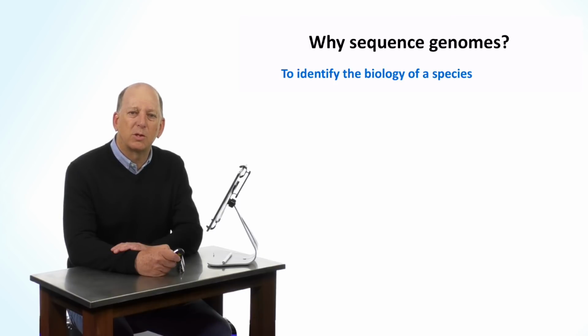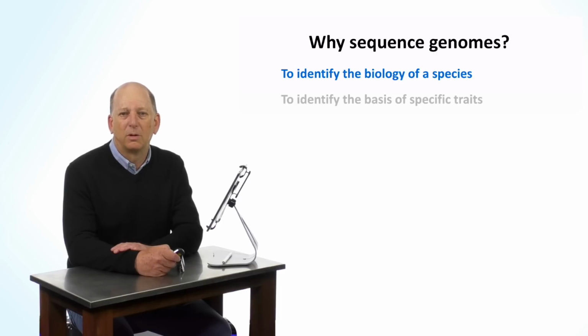First, the sequence would help reveal the biology of a species, identifying all of the genes and the regulatory sequences that control them. Second, variation from the wild-type sequence could be used to identify the basis of specific traits, defining their biology and the genes involved in the process that led to the trait.